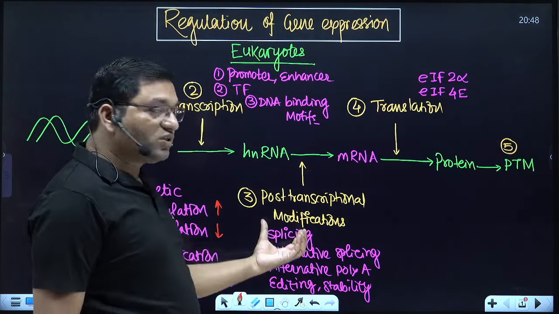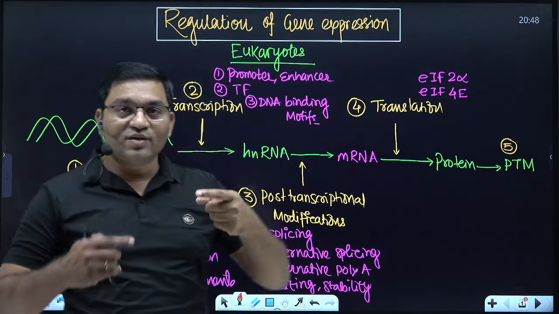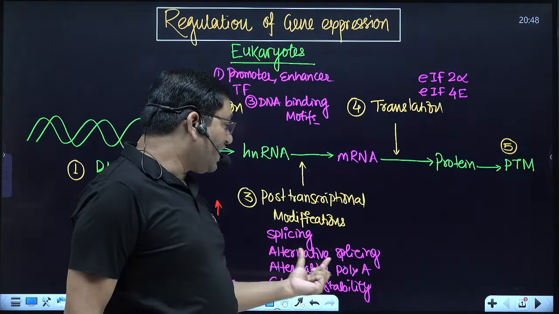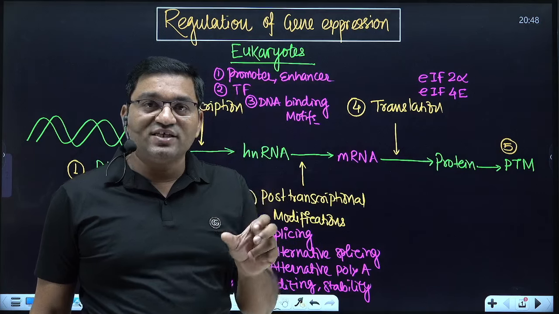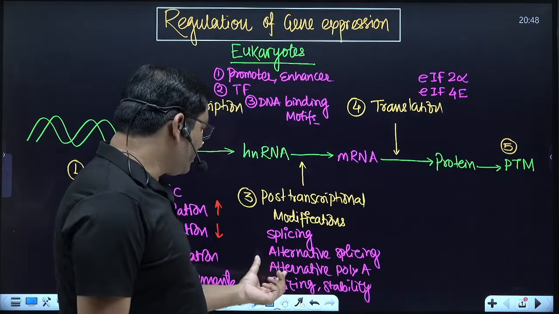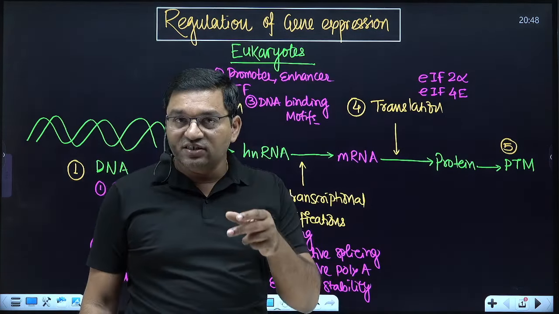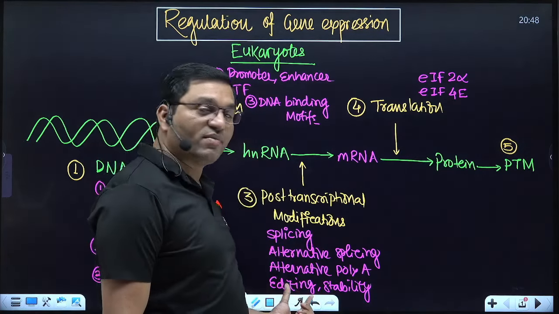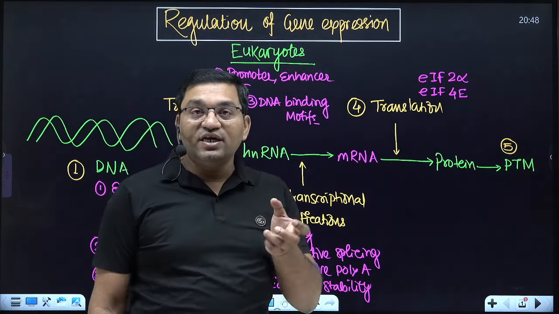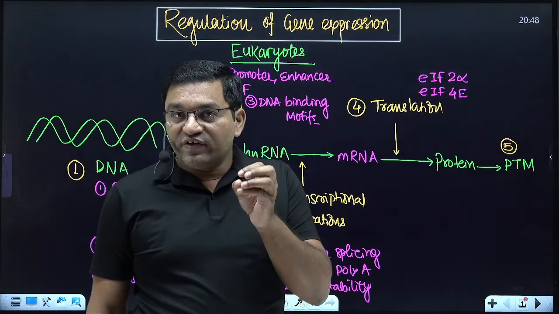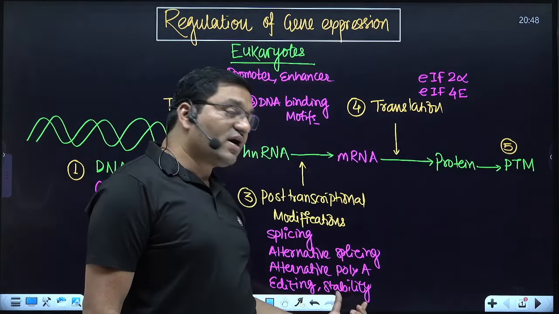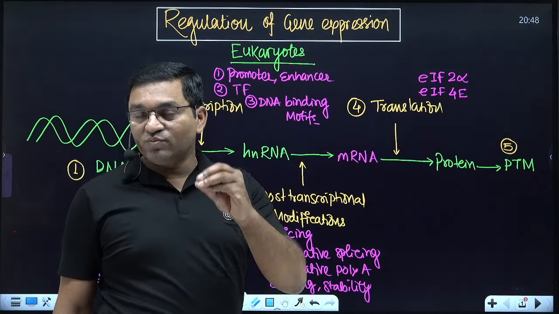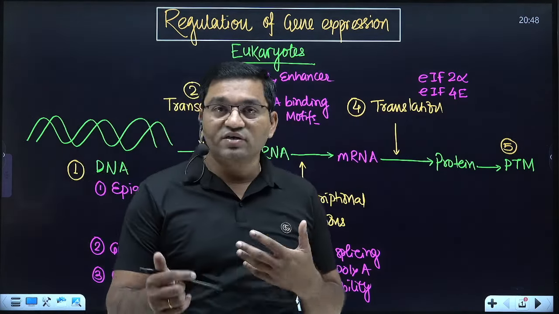Then post-transcriptional regulation, that includes splicing. Splicing means joining the exons, that is, the coding regions. Selective splicing, alternative splicing, alternative 5' splicing, alternative 3' splicing. Then alternative poly A cleavage site. Then mRNA editing, that is ApoB48 and ApoB100 are the example of mRNA editing. And then mRNA stability, increased production of transferrin receptors by making the mRNA stable, is the example of mRNA stability. So variability in the mRNA is produced, which is responsible for production of different proteins.